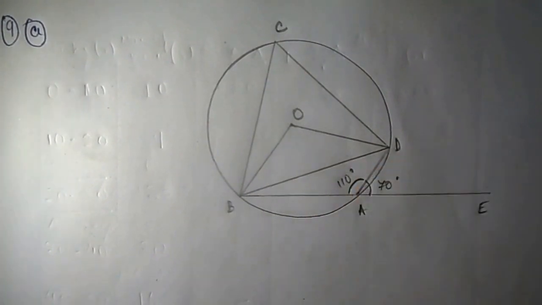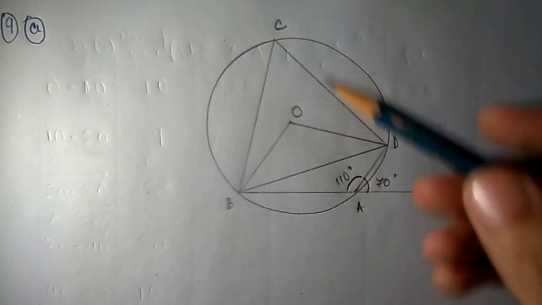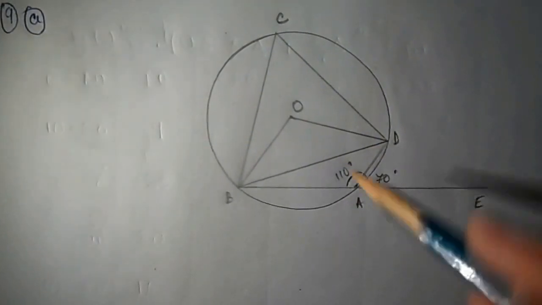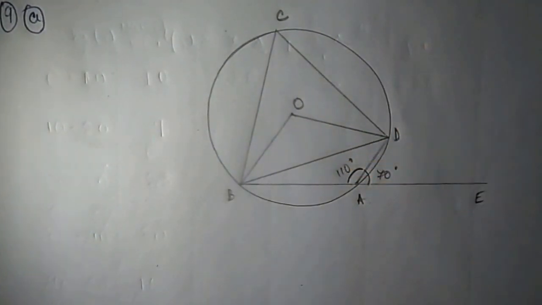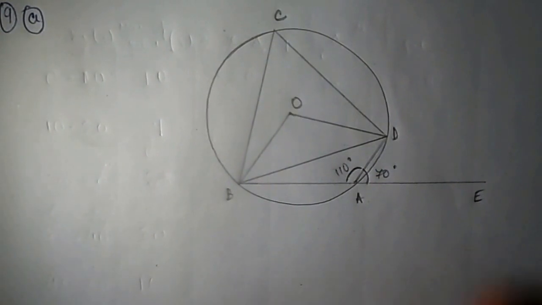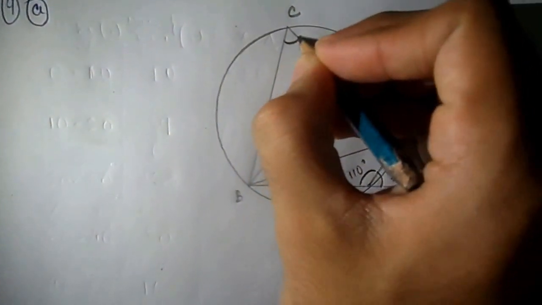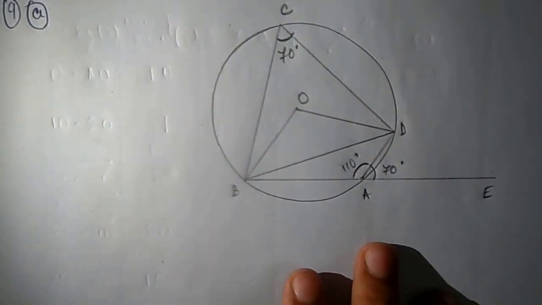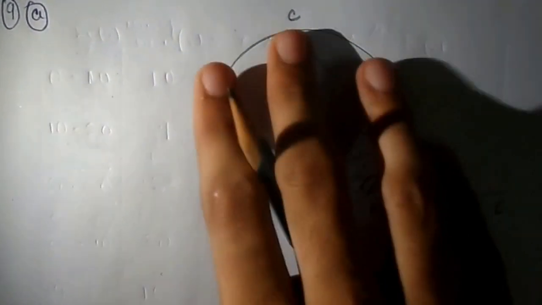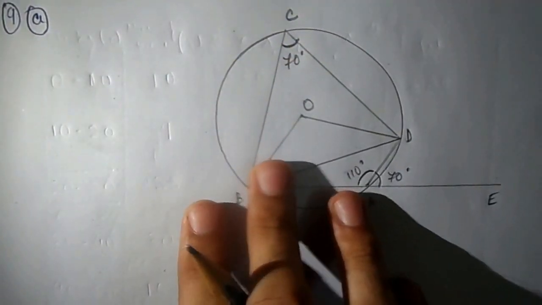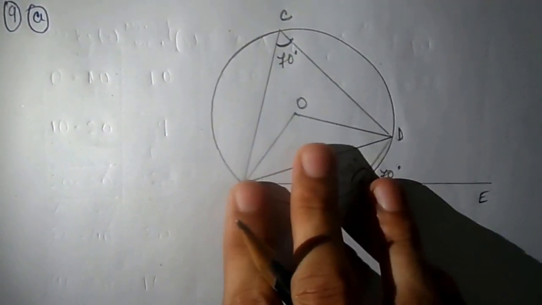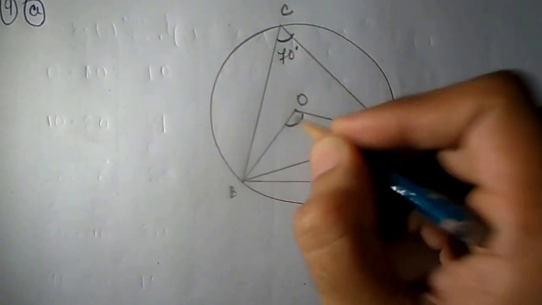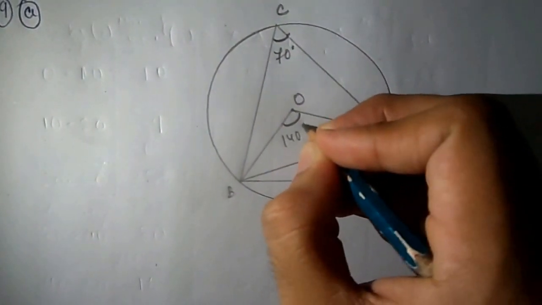That's 110 degree. Now you know that opposite angles of a cyclic quadrilateral are supplementary. So the total of them will be equal to 180 degree. So this will equal 70 degree. And another theorem from circles: the angle subtended at the circumference is half the angle subtended at the center of the circle. So this will be double, that is 70 into 2, that is 140 degree.